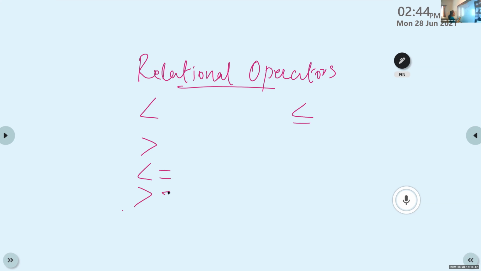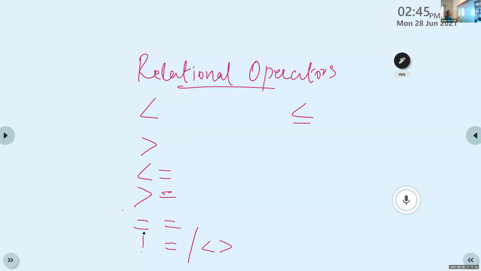Then the next one is greater than or equal to. The next one is equal to. Another one is not equal to. So the main relational operators are less than, greater than, less than or equal to, greater than or equal to, not equal to. There are two representations for not equal to, and this two angle bracket is also for not equal to. These are the main relational operators.